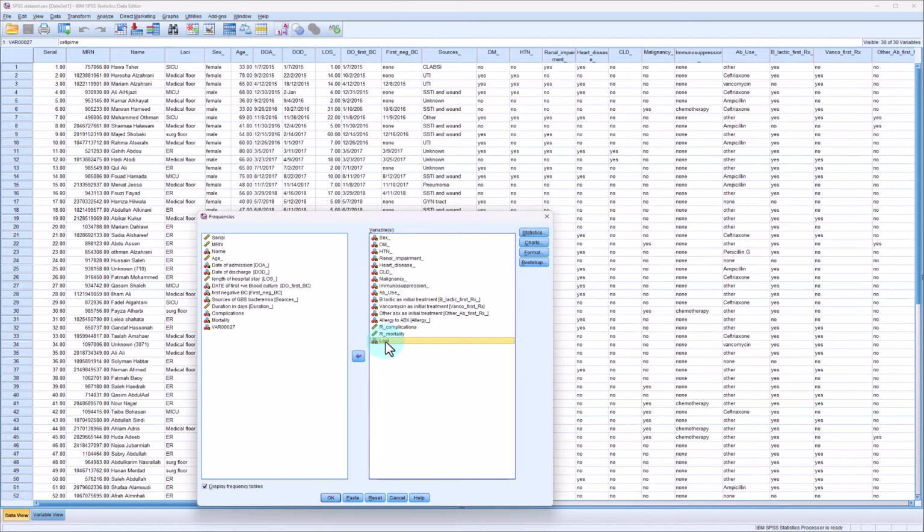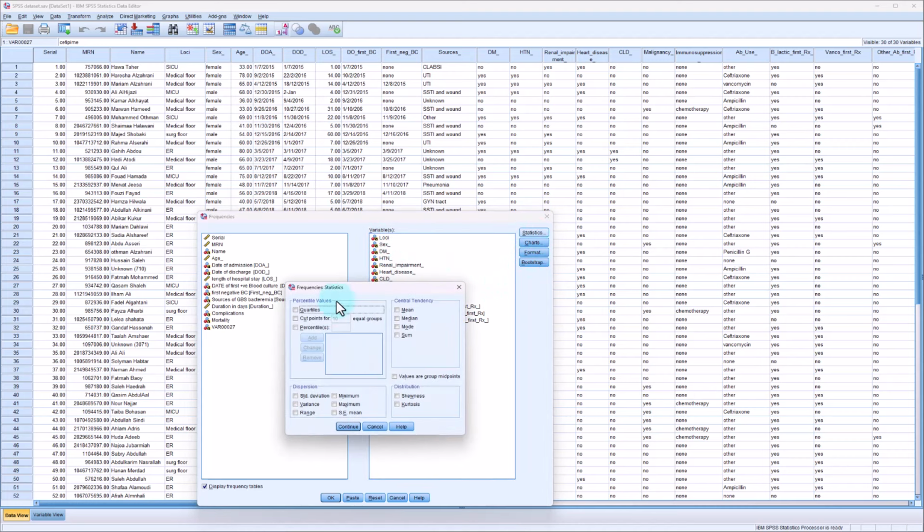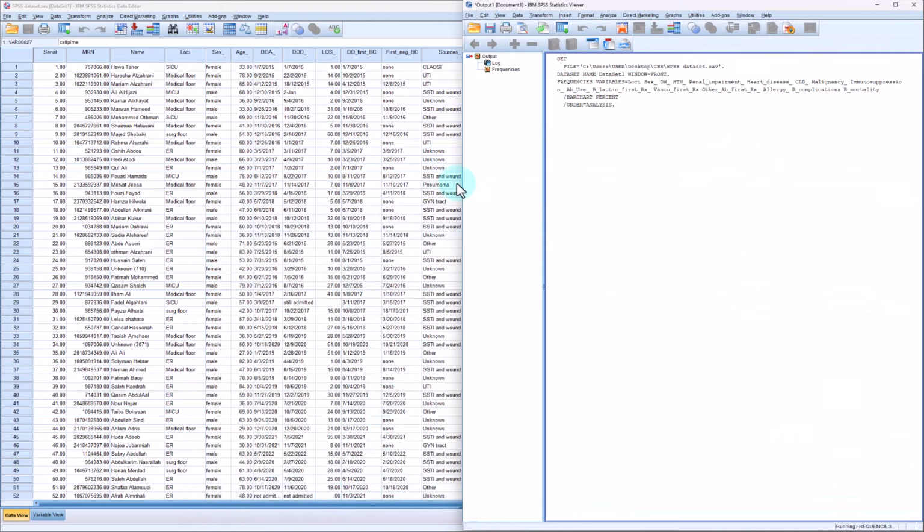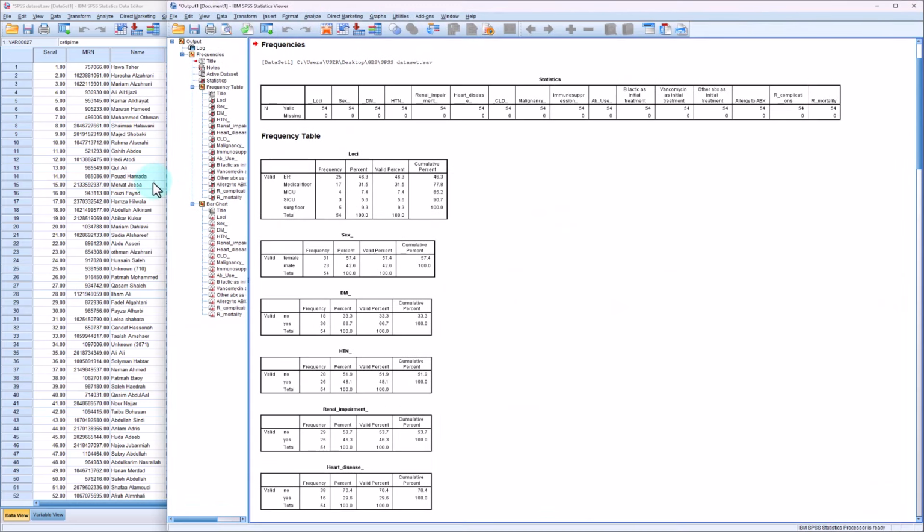So I would drag this variable to an upper position, and now under the statistics I don't have to do anything because these are all categorical variables. I can create charts, for example bar charts, and I can create chart values according to the percentages, then press on continue and OK. Here you can see the SPSS output window, and it is showing us that we have a total of 54 cases, and these are their location distribution. For example, in ER department, 25 cases were admitted, which comprises 46.3%.